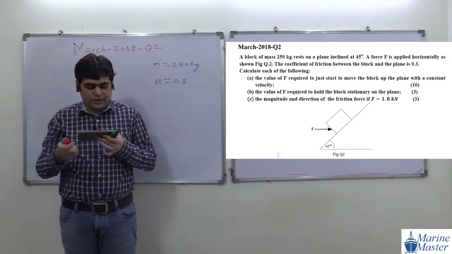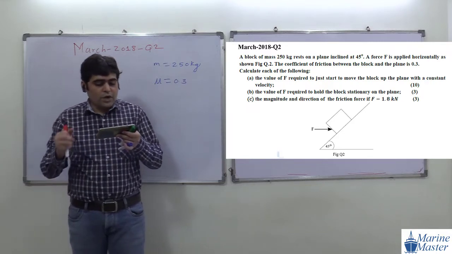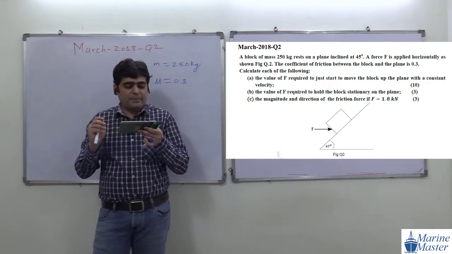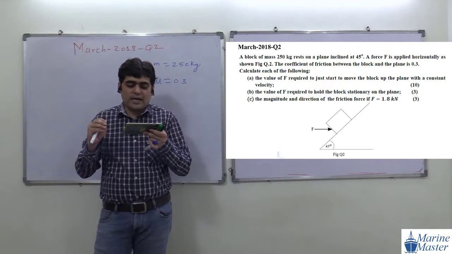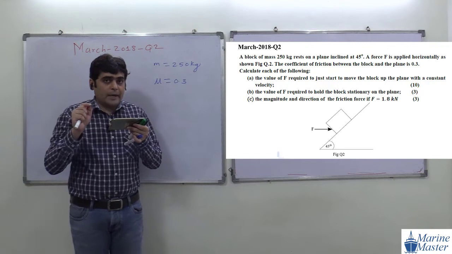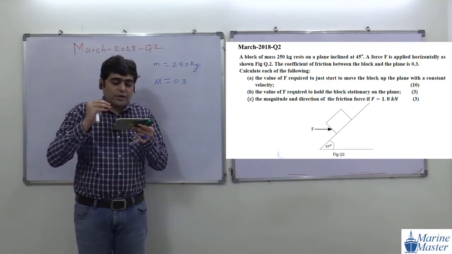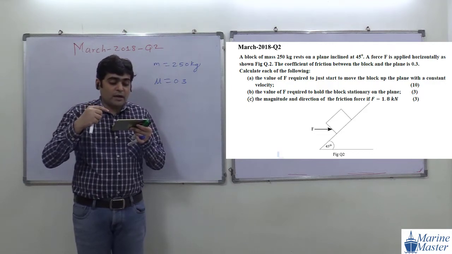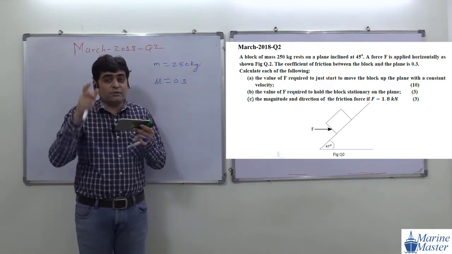Now what is our target here? Try to see the scenario. What do we have to find out in A part? We have to find out the value of F required to just start to move the block up the plane with a constant velocity. See the point in the wording, I am going to read it properly.